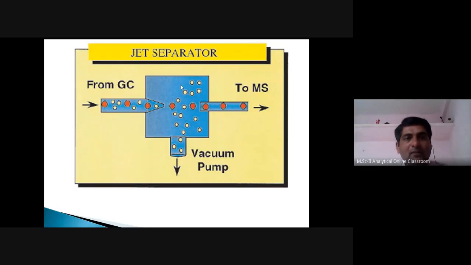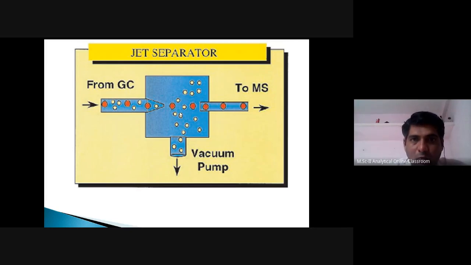Now let's see the working of this jet separator. We know the weight of the helium is lesser than the weight of the analyte, since all organic compounds have high molecular weight, so their weight will be higher than the helium gas. When you pass the carrier gas along with the analyte through this inlet end, which is very small and called a nozzle, the gas comes out very fast and expands into the evacuation chamber. Here you can see that all the gases coming out of this nozzle expand.